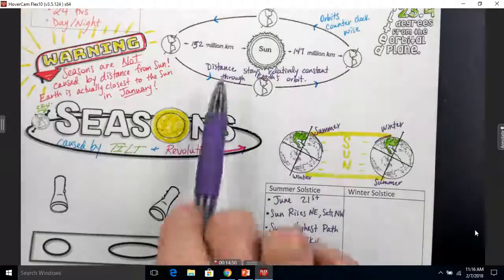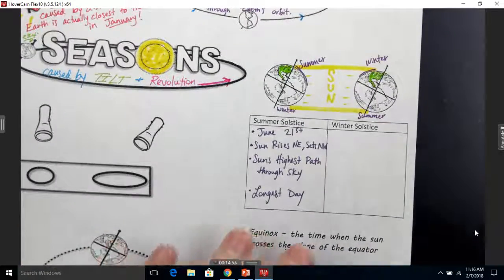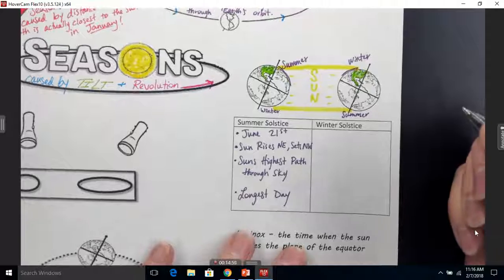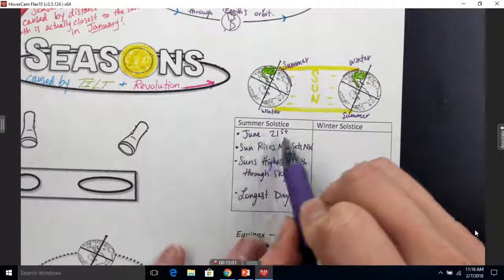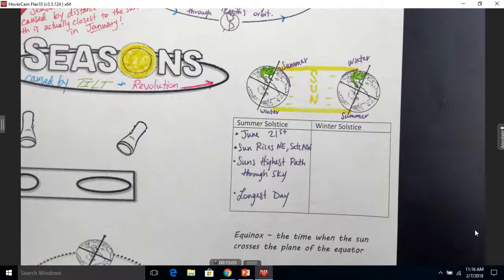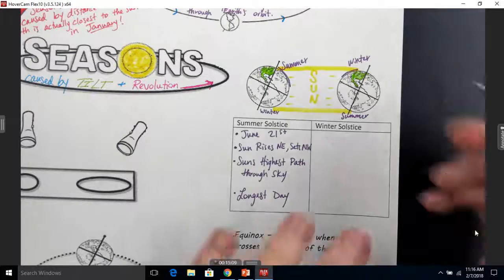It has to do with where we're at in this thing. Summer solstice is the day that the summer happens. I mean, basically, it'll make sense in a minute when I show you another picture.